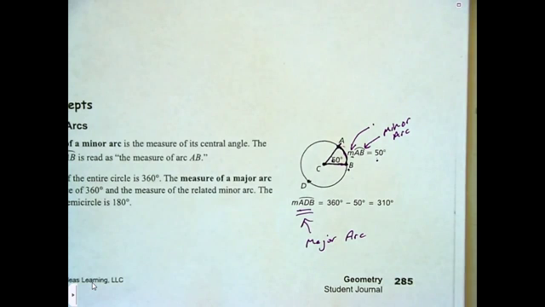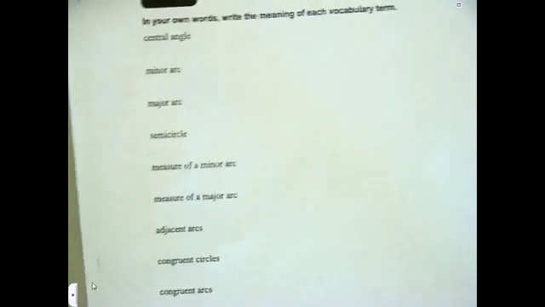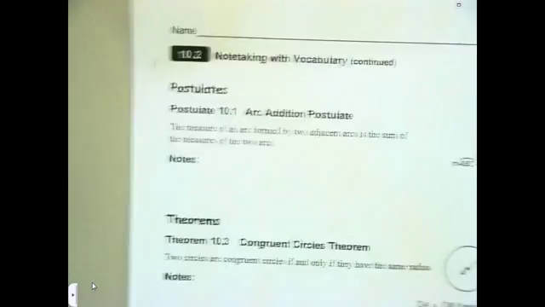Tell your neighbor what a semicircle is. Semicircle is what? Half a circle. How many degrees in a semicircle? 180. All right. Very good. So we've already talked about some of these vocab terms. Let's go ahead and move on.